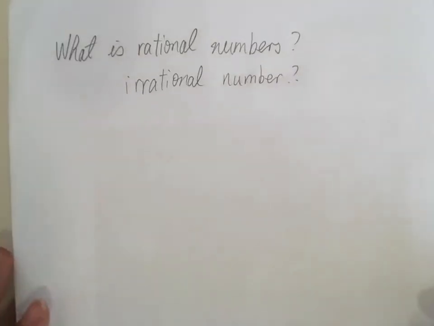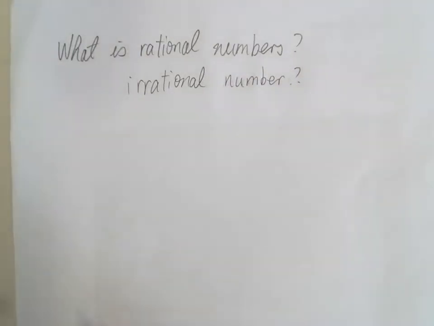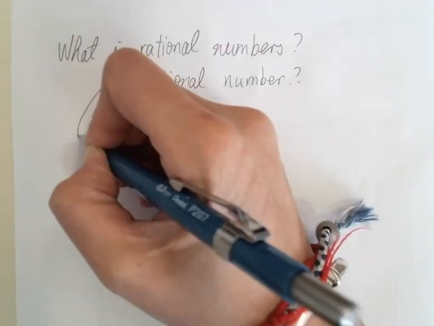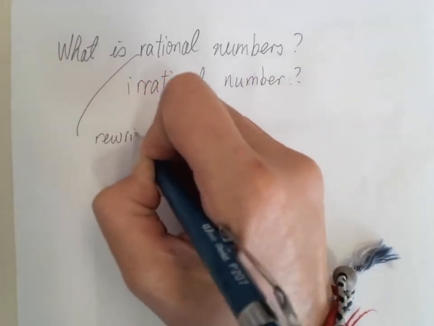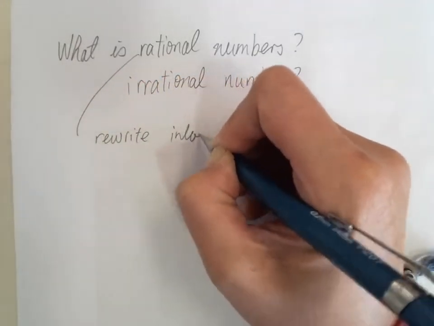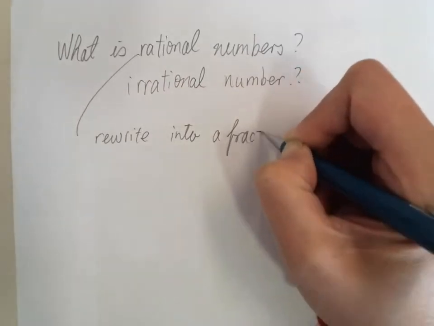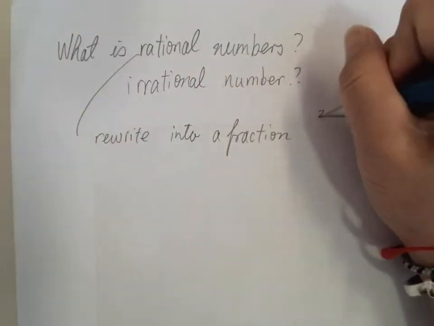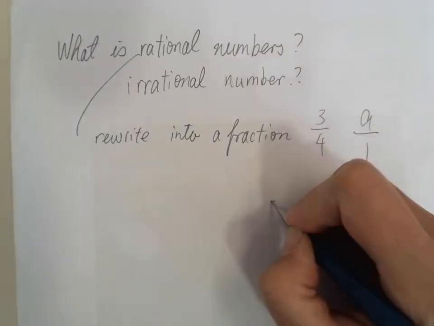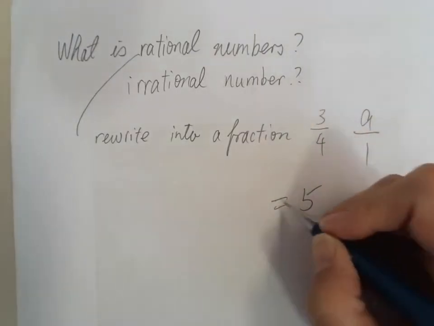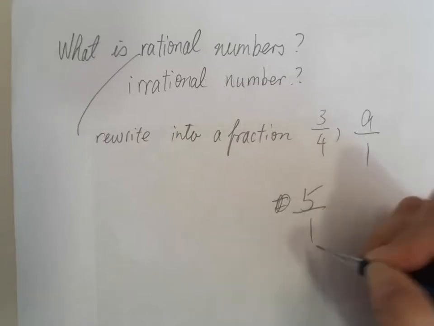So what is a rational and irrational number? Rational and irrational number is one type of question. In general, a rational number is a number you can rewrite into a fraction. So it could be 3 over 4 or a over 1 or 5.